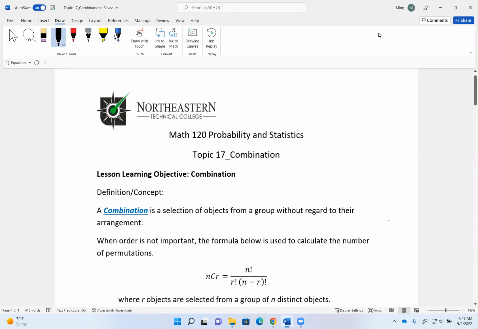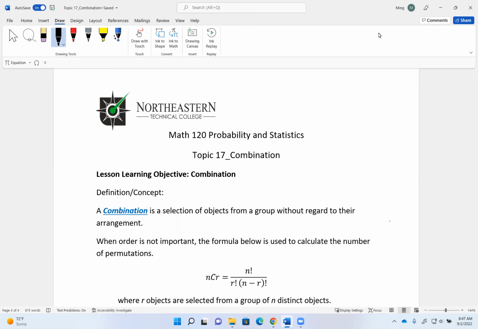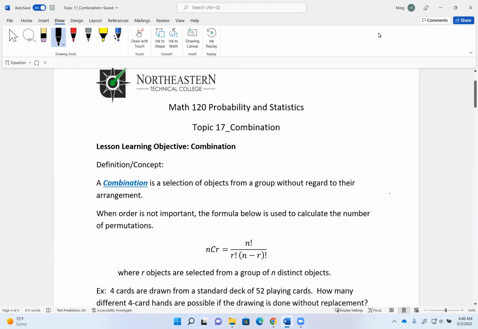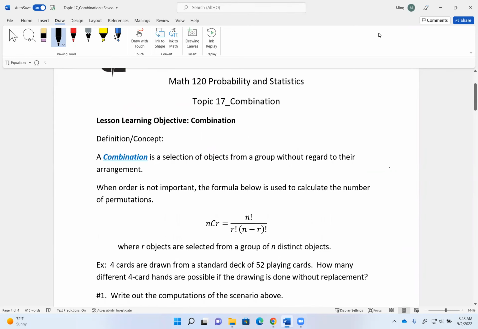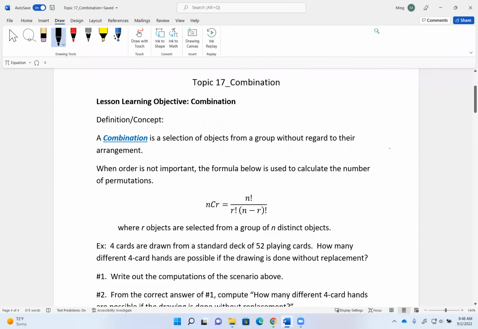In this topic, we're going to talk about something called a combination. A combination is a little bit different than a permutation. A combination is a selection of objects from a group without regard to their arrangement. In a permutation, the order of the arrangement matters. In a combination, the order does not matter. It's a very similar formula to a permutation. This time, n is the total number of distinct objects, choosing r of them using combination.